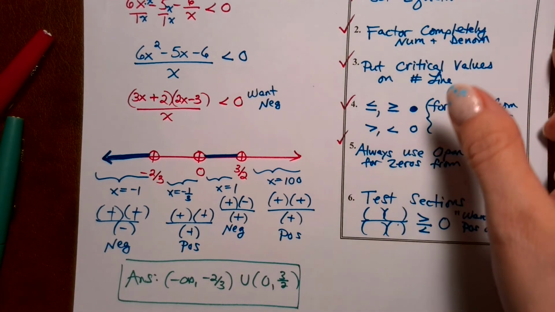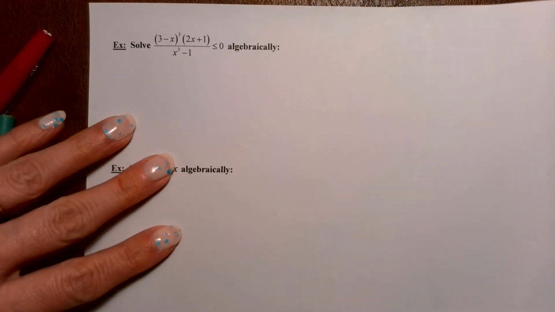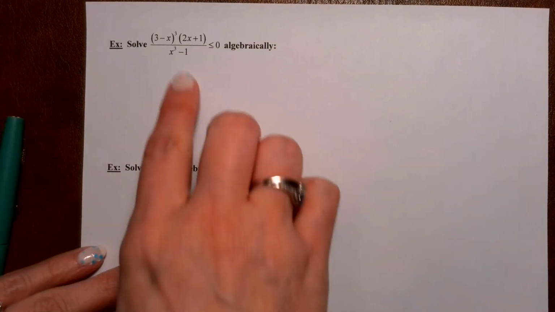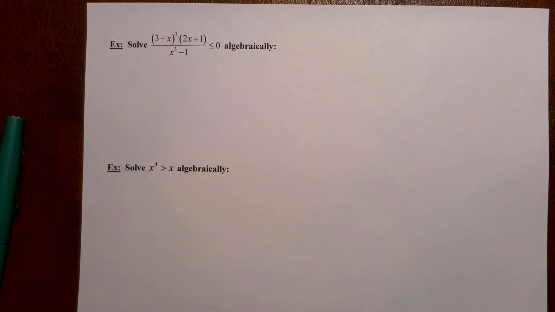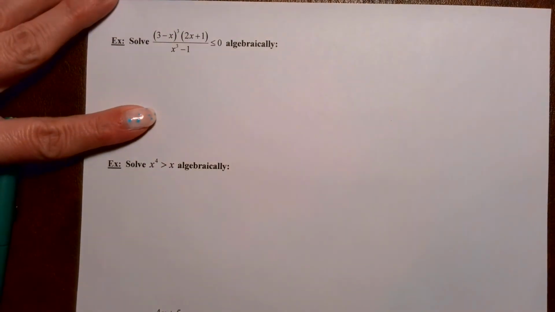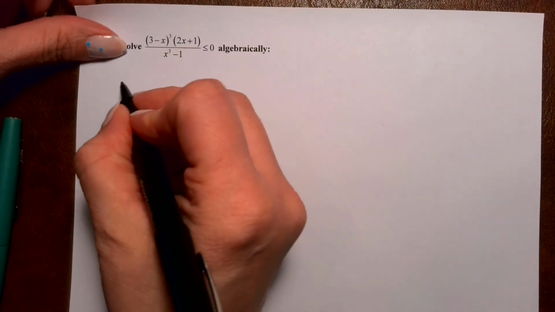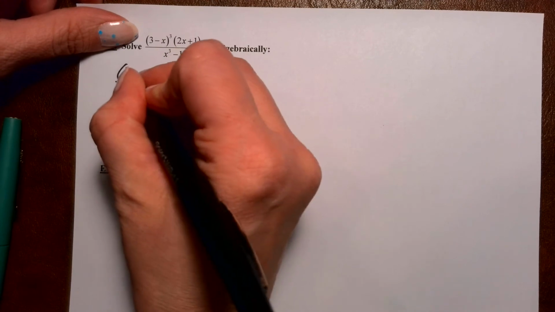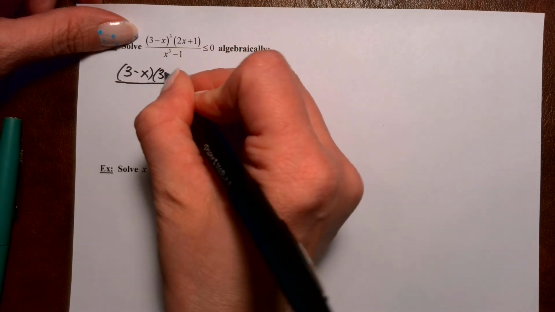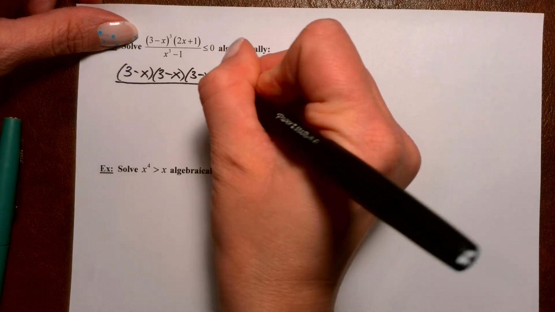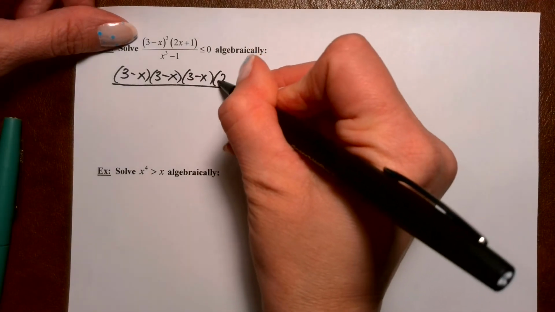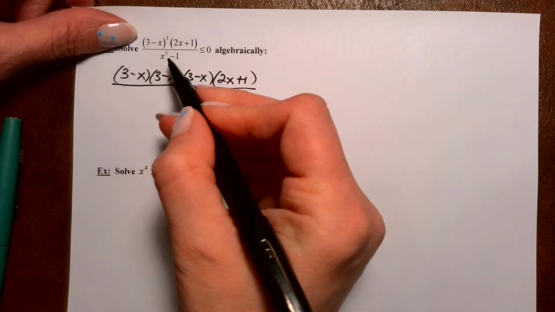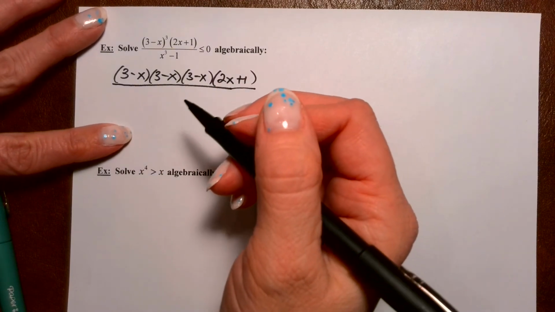All right, let's do a couple more till you get the hang of it. Solve this one algebraically. Oh, okay, well, it looks like it's already factored. Ooh, maybe that bottom a little bit. Let's see. This numerator right here, I'm going to write it as 3 minus x, 3 minus x, and 3 minus x. I'm going to write it 3 times, because it's 3 quantities. And we also have the quantity 2x plus 1. A difference of cubes.